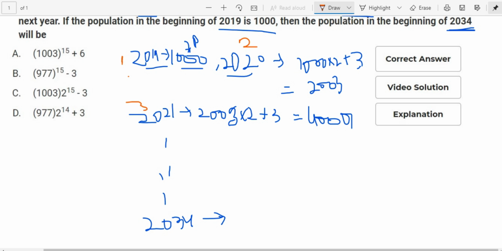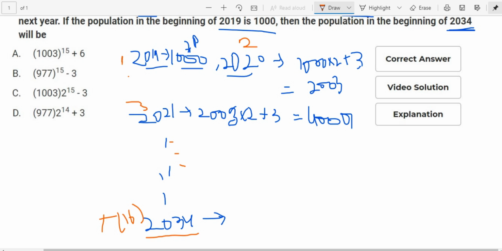So 2034, what will it be? It will be the 16th term, isn't it? It will be the 16th year. You have to count 1, 2, 3, 4, 5, 6 up to 2034. It means from 2019 to 2034 the count will be 16. So now what do we have to calculate? We have to calculate the 2034 value, isn't it?